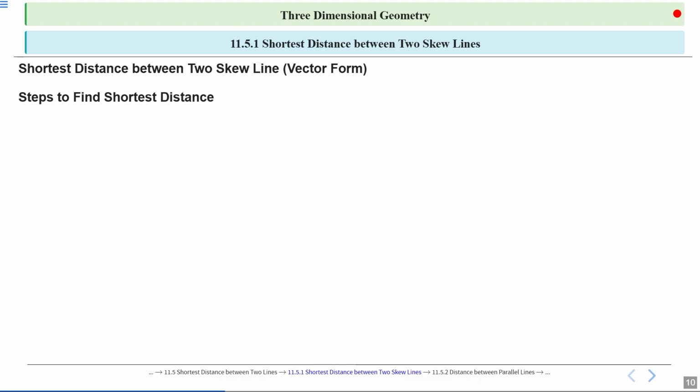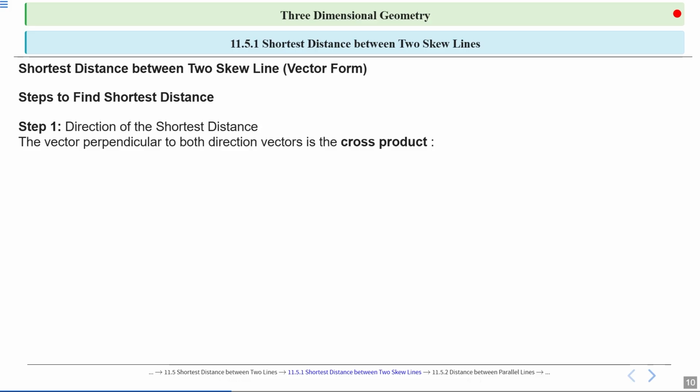Now we are starting our discussion on the shortest distance between two skew lines in three-dimensional geometry using vectors. Step 1. Direction of the shortest distance. To find the direction, we need a vector that is perpendicular to both direction vectors of the given lines. Here is the formula: B1 cross B2. This cross product vector B1 cross B2 gives us the exact direction of the shortest segment connecting the two lines.